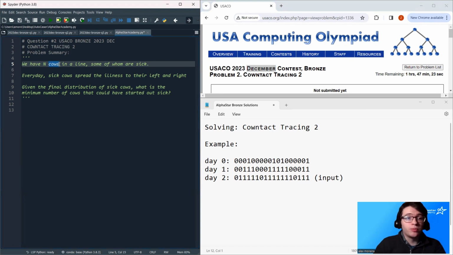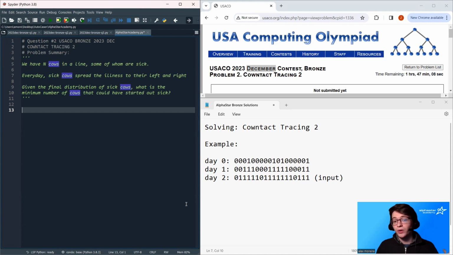So here's a quick summary of the problem. We have N cows in a line, some of whom are sick. So for example, 0s are the healthy cows, 1s are the sick cows, and sick cows spread their illness to their left and right once a day. So if this cow started as sick, on the next day, it would spread its sickness to its neighboring cows, and then on the next day, these two cows would spread their sickness to their neighbors, and so on.